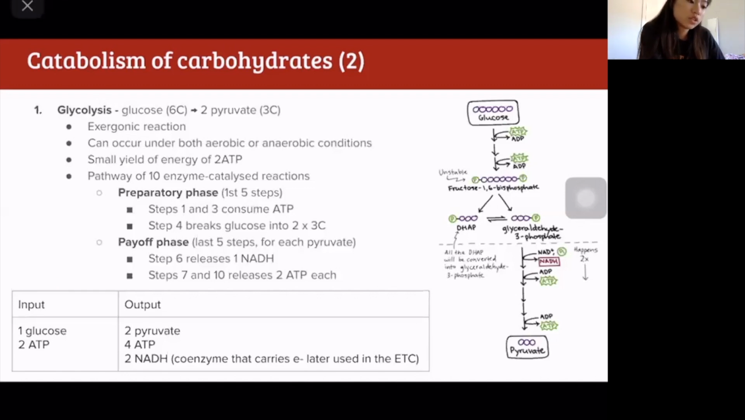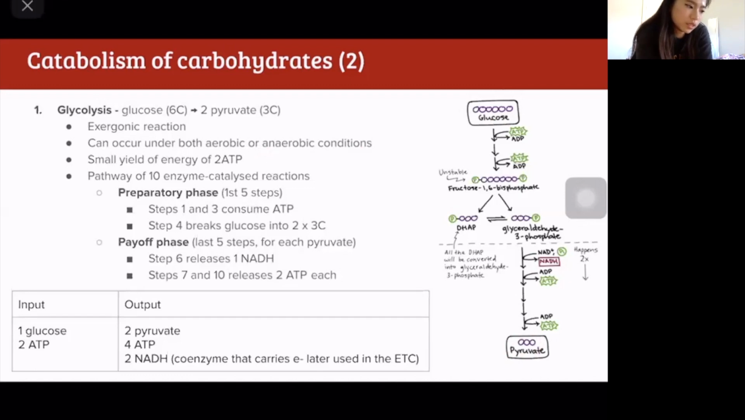So it's the conversion of glucose to pyruvate. Glucose is a 6-carbon molecule, whilst pyruvate is a 3-carbon molecule. Unlike biochem students, we don't need to know the individual steps. There are just a few things to memorize. It's an exergonic reaction. It can occur whatever the condition is, whether with oxygen or without oxygen. And there's a small yield of energy in the form of 2 ATP. So basically, it's a 10-step enzyme catalyzed reaction.